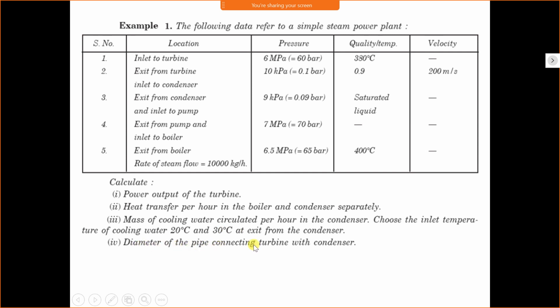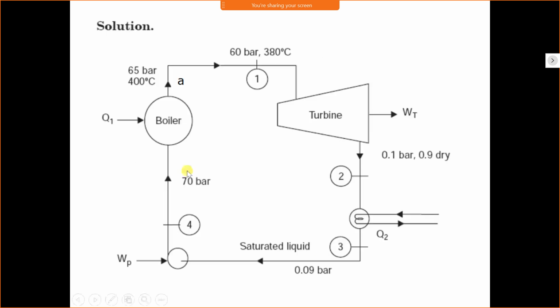Then the diameter of the pipe connecting the turbine with the condenser. Okay, this is a figure. This figure is not given, but I have taken it for reference. This is the boiler. The outlet condition of the boiler is 65 bar and 400 degrees Celsius. This is a pipeline. After passing through the pipeline, steam enters the turbine, but while steam enters the turbine, the pressure is dropped by 5 bar and temperature dropped by 20 degrees Celsius.